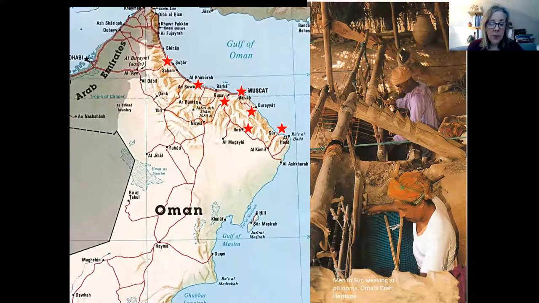And as far as numbers go, from what I've been able to see, in the 1840s, they were exporting at least 100,000 pieces annually to Zanzibar. And this number may have risen to as many as 400,000 by the 1890s.